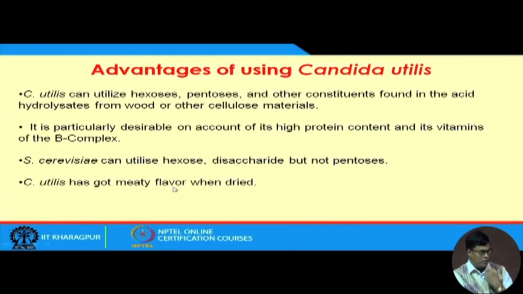Now, the advantage of using Candida utilis is that it can utilize both hexose and pentose sugars. If you look at the Baker's yeast fermentation process, your Baker's yeast, Saccharomyces cerevisiae, can only use the hexose sugar. They cannot use the pentose sugar.